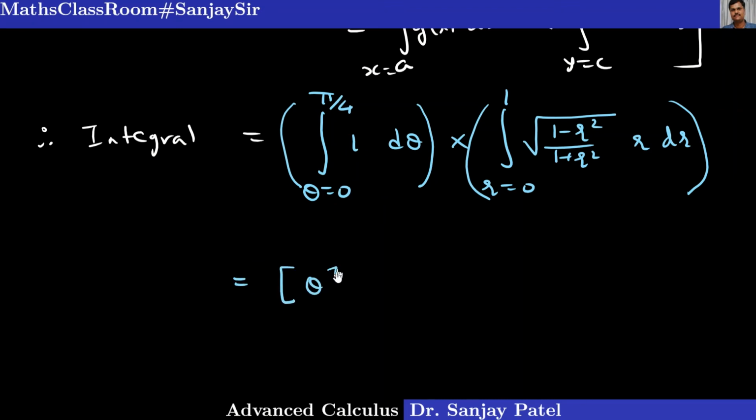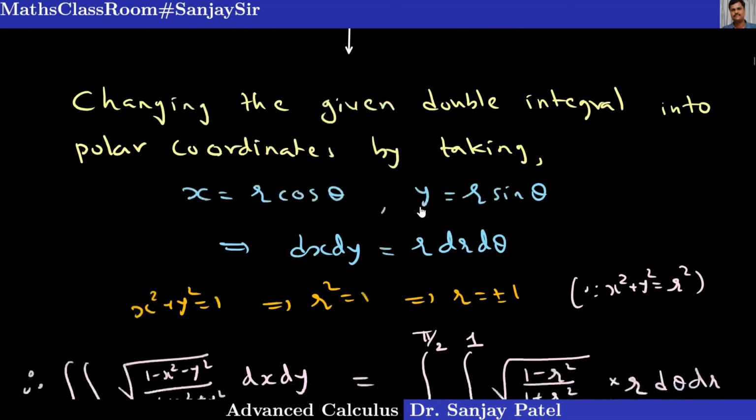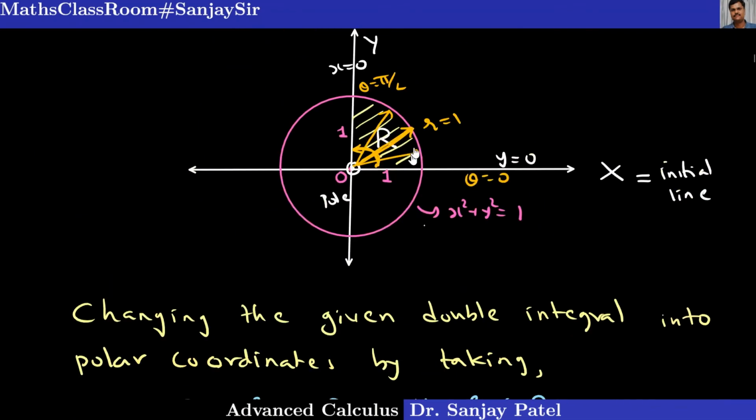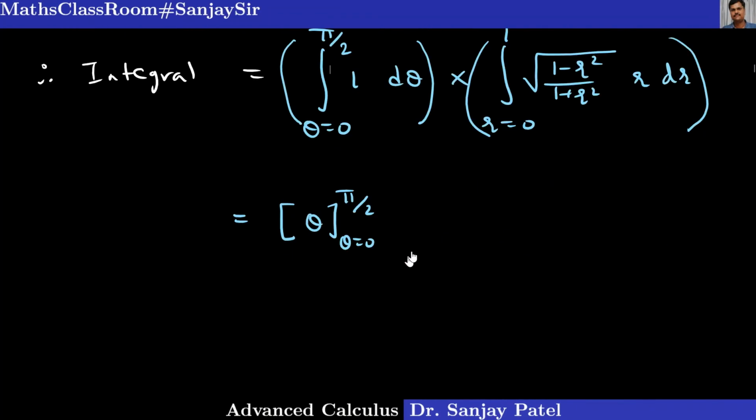Integral of this is theta and it is 0 to say pi by 4. It is not pi by 4, it is pi by 2. In our region of integration, theta varies from 0 to pi by 2. Here also you can see 0 to pi by 2, and r varies from 0 to 1. But the second integral is a little bit complicated. Let us see how to solve that.